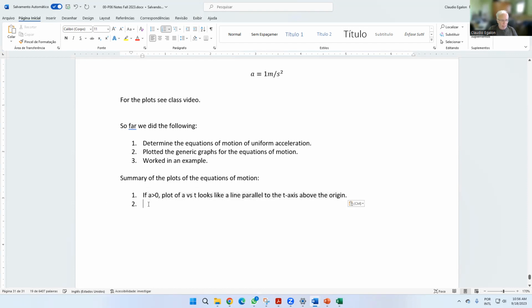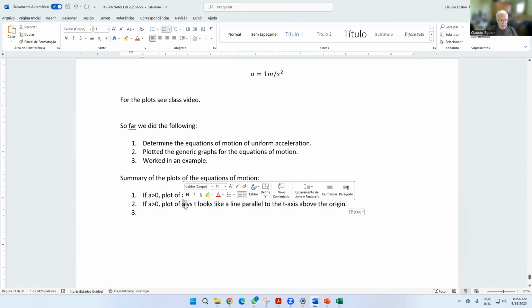And then we can repeat. If a is greater than 0, the plot of v versus t looks like a line with a positive slope, okay?